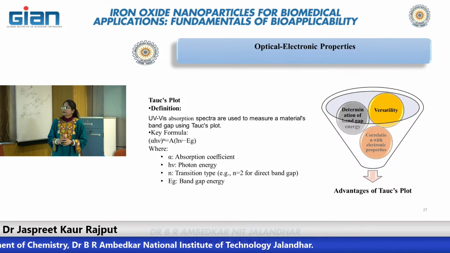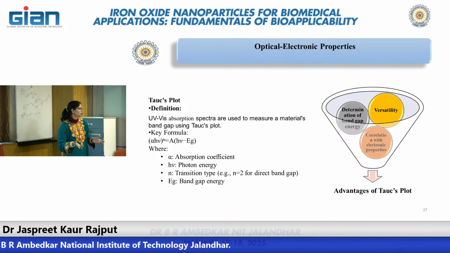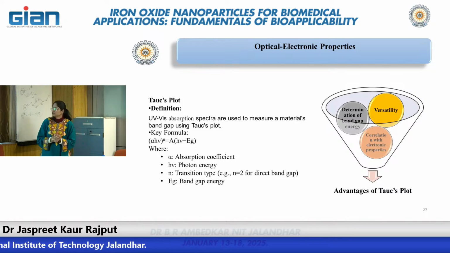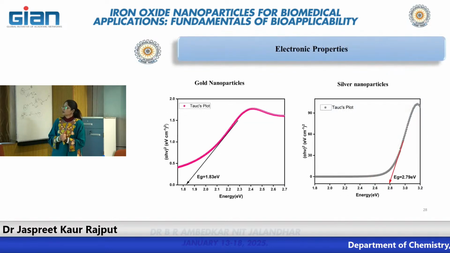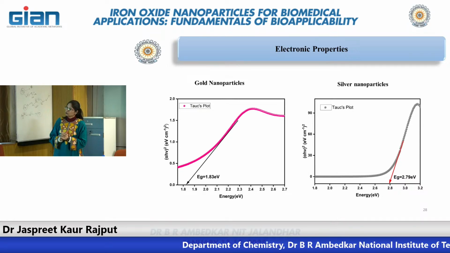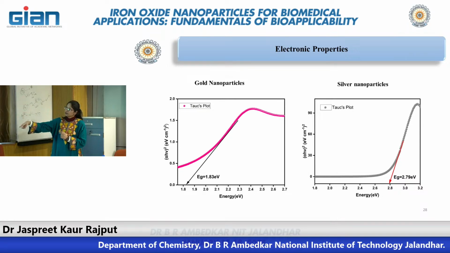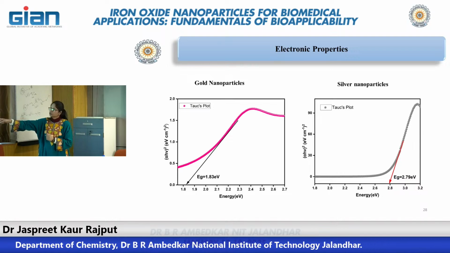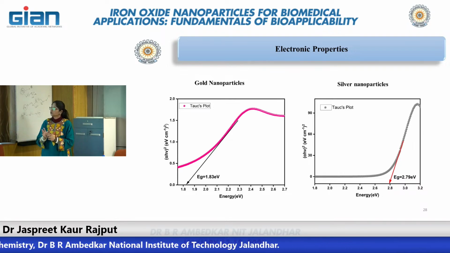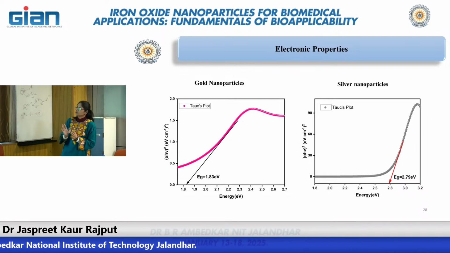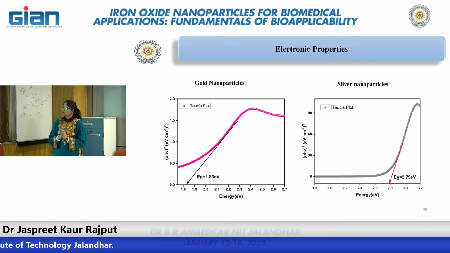So Eg is the band gap, h nu is the energy for the transition, A is the absorption, alpha is the absorption coefficient, and n is the transition. When we draw the Tauc plot, you can extrapolate it, and you can find out the value of Eg is 1.83 eV for gold, and for our silver nanoparticle it is 2.79 eV.